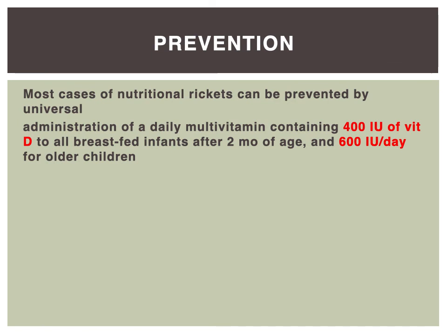Prevention. Most cases of nutritional rickets can be simply prevented by administration of a daily multivitamin that contains vitamin D. For children below 1 year, we can give 400 international units of vitamin D. And those older than 1 year, we can give 600 international units of vitamin D daily.